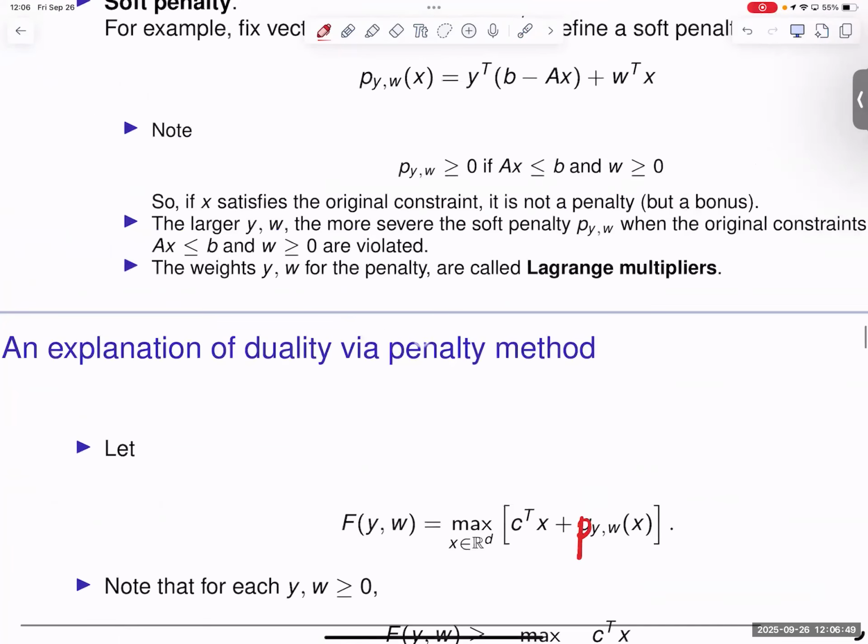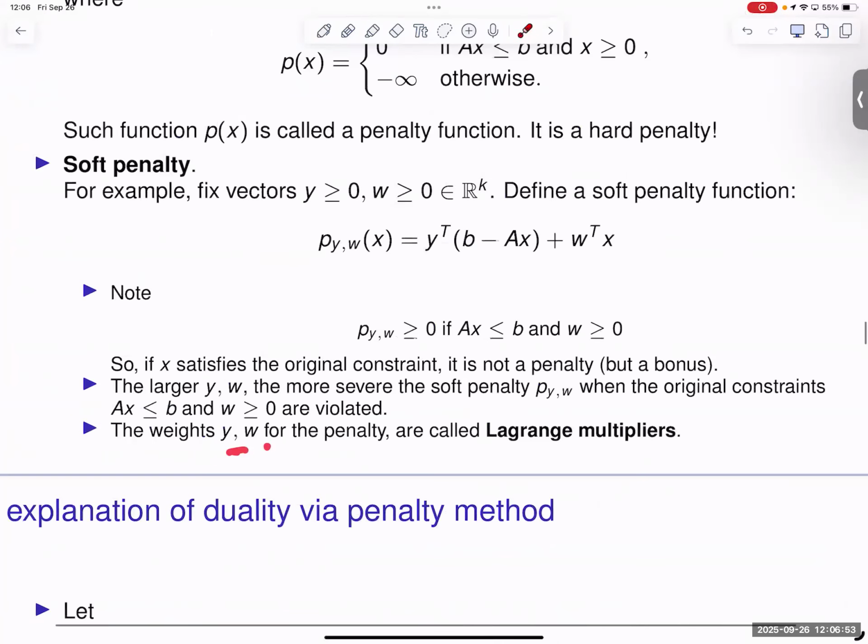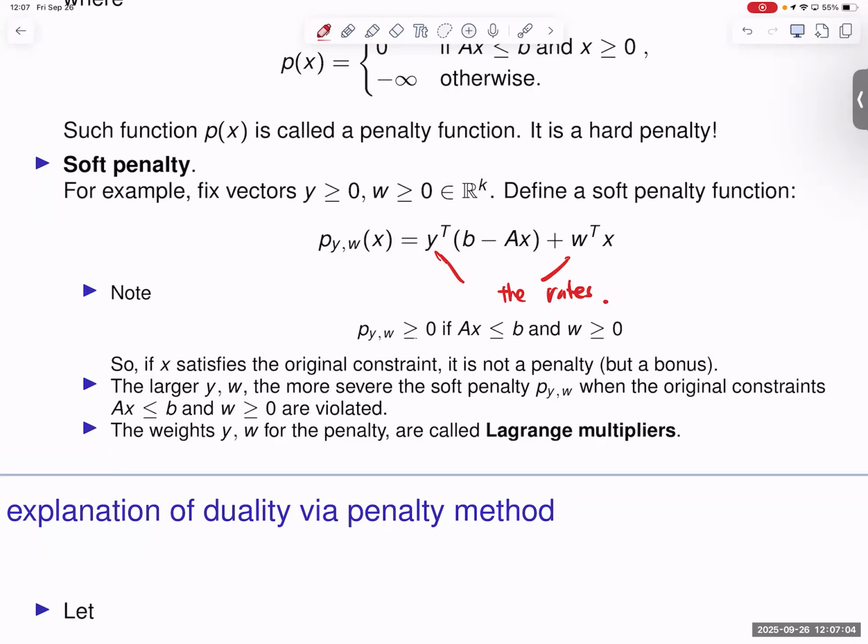Right. Oh, by the way, I forgot to mention this. These Lagrange multipliers are like the rate. So if you violate like 10 kilometers, then how much would you charge? Like $10 or $100? So what should the rate of charge be? Okay.